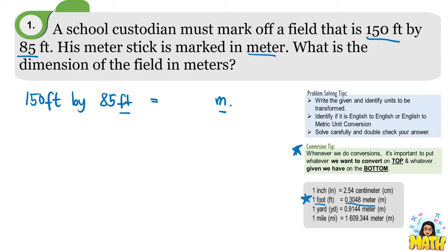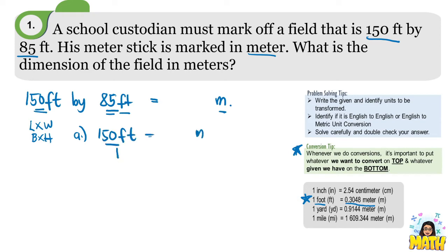So let's solve the problem. What is the dimension of the field in meters? Kapag sinabing dimension, that is the measures of length by the width or base by the height or side by the side. That is why here we have 150 feet by 85 feet. So we need to convert each into meters. So let's solve first 150 feet into meters.